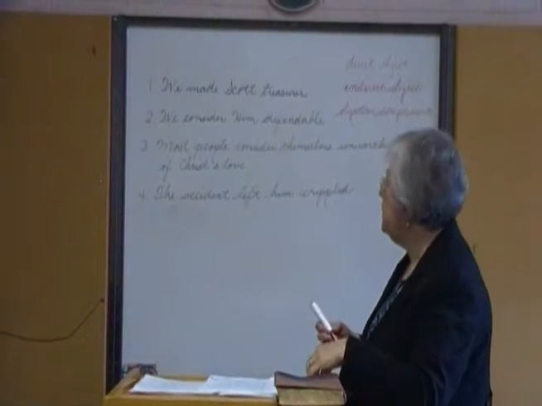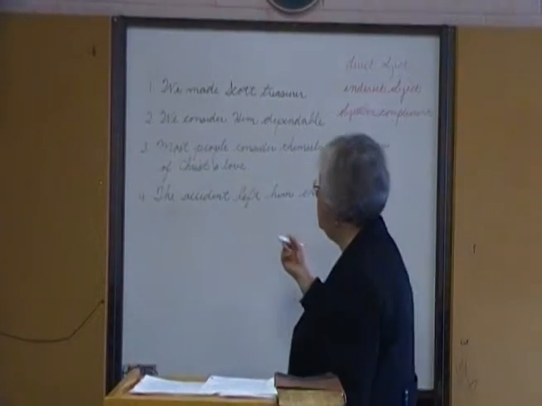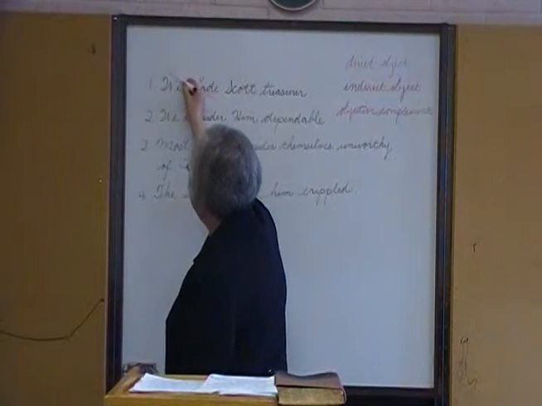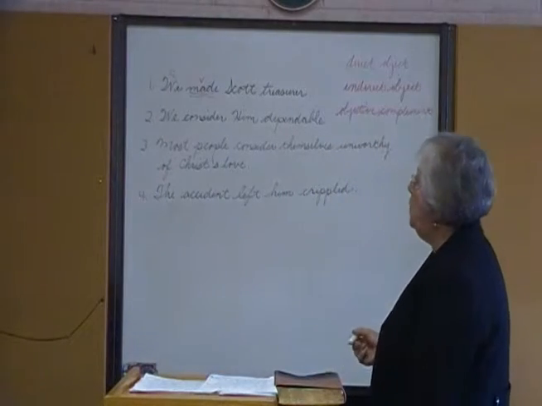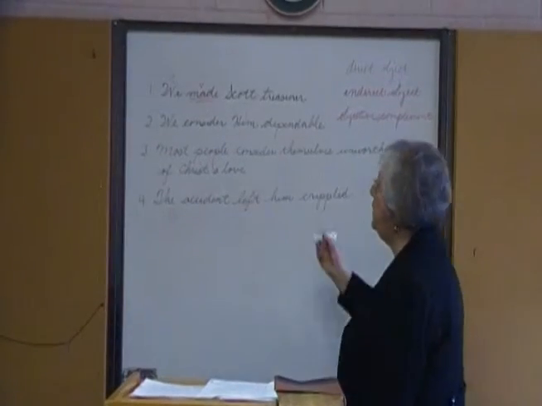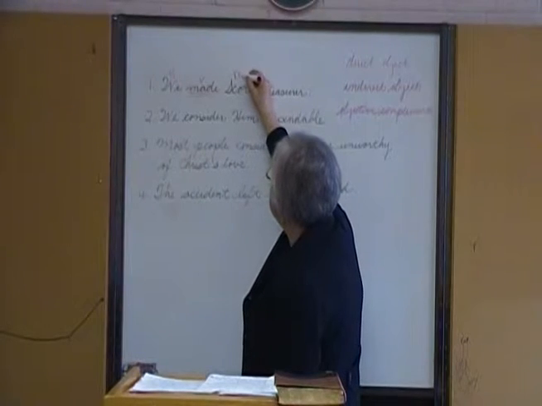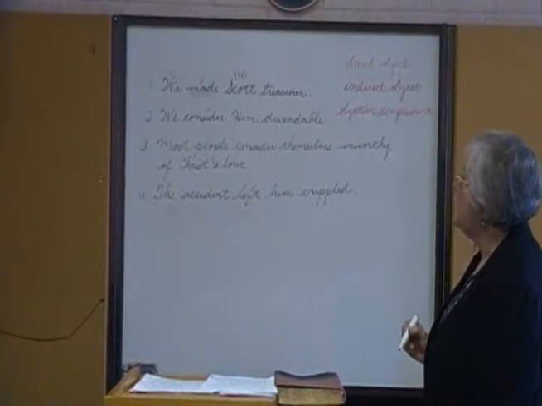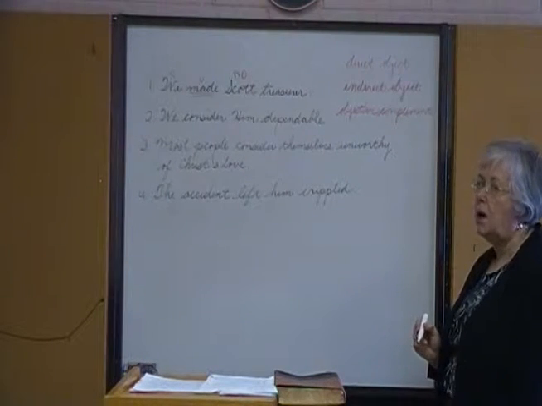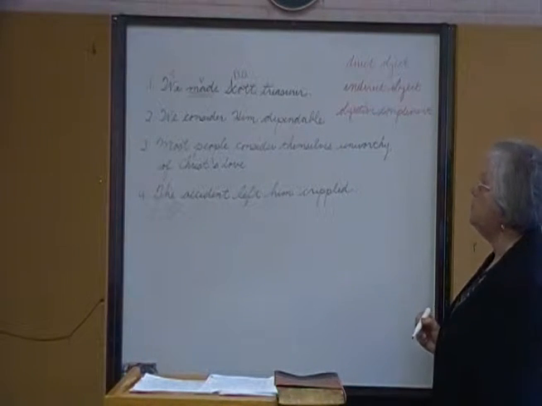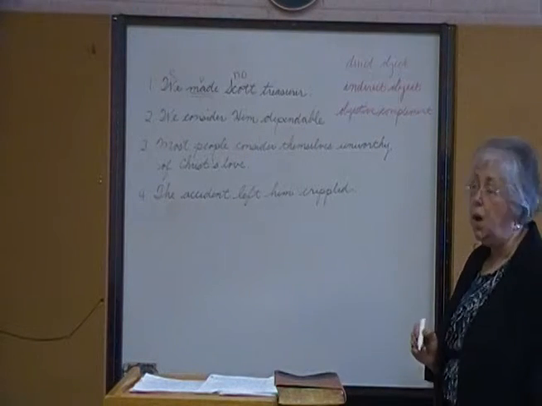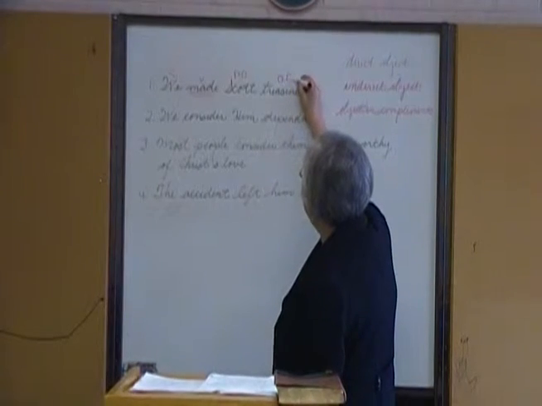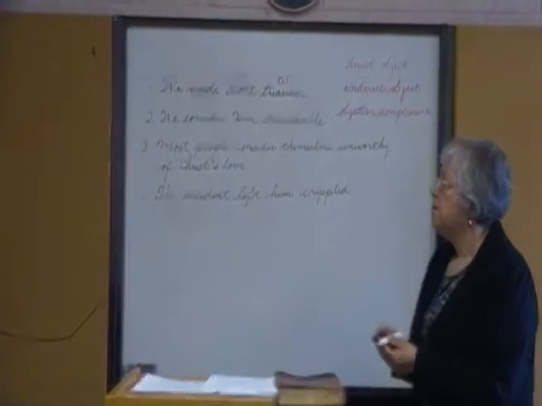Let's find the verb. We made Scott treasurer. We made. Made is the verb. We is the subject. We made whom or what? We made Scott. Scott is your direct object. All right, notice what's following it. Scott, treasurer. Treasurer and Scott are the same person. It's an objective complement because it's complementing Scott. So this is the OC, objective complement.